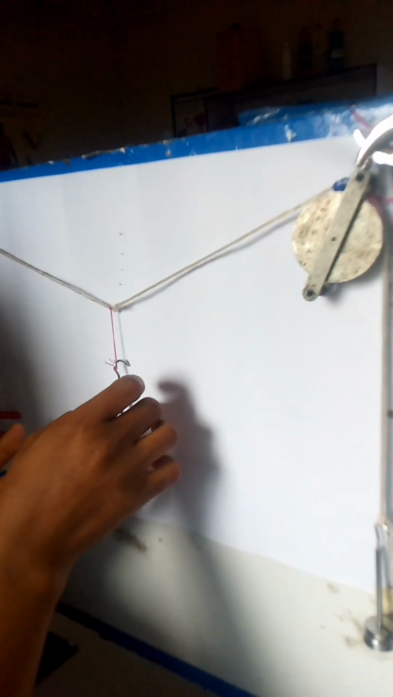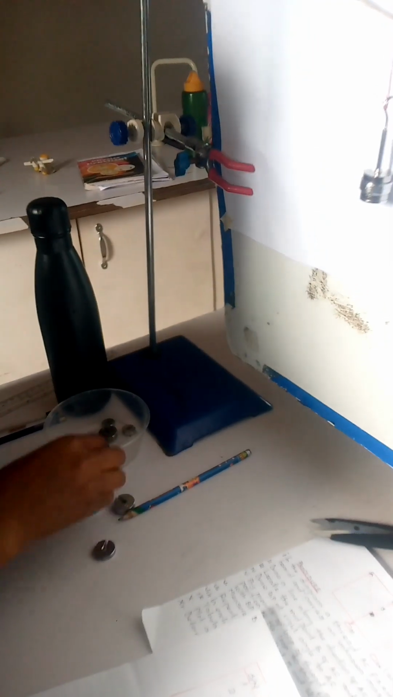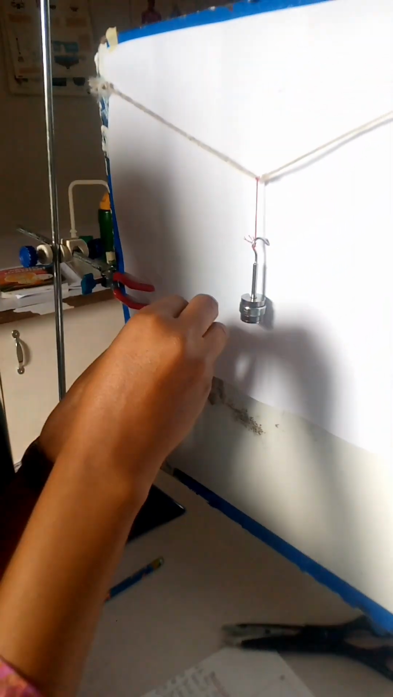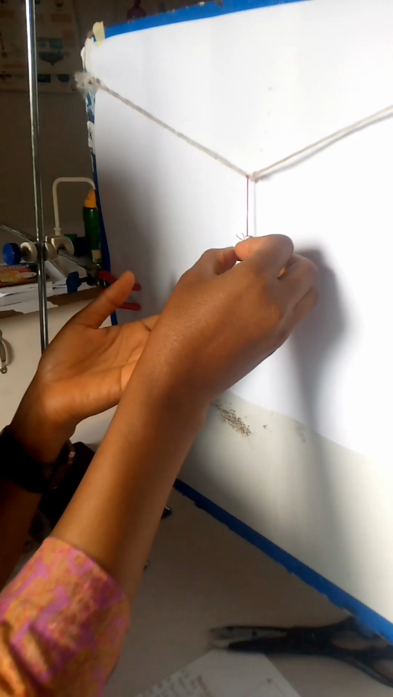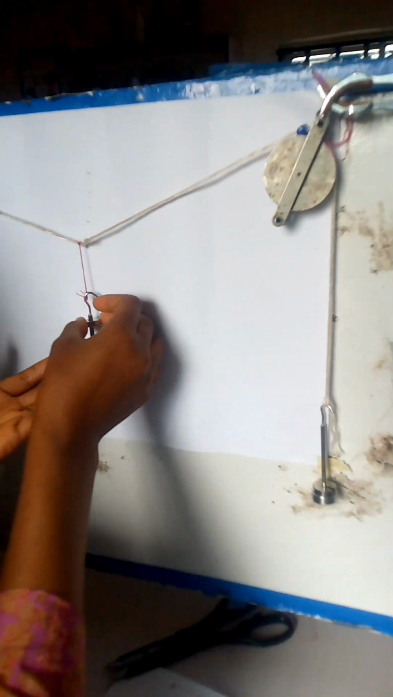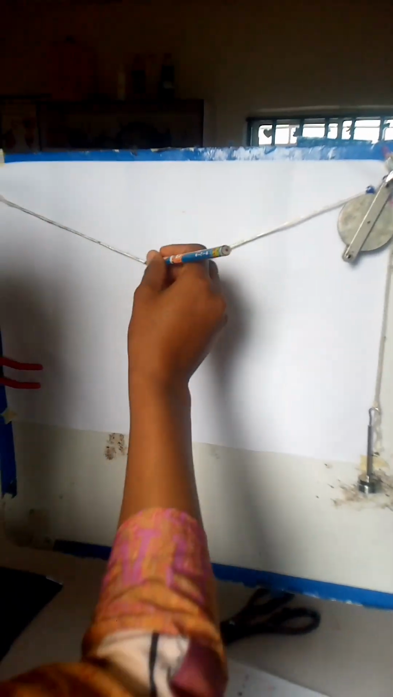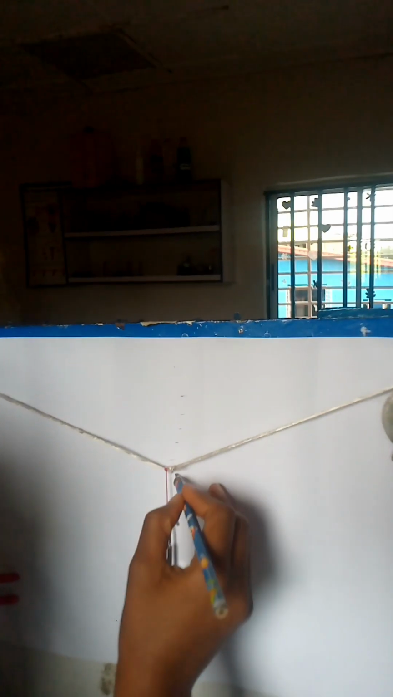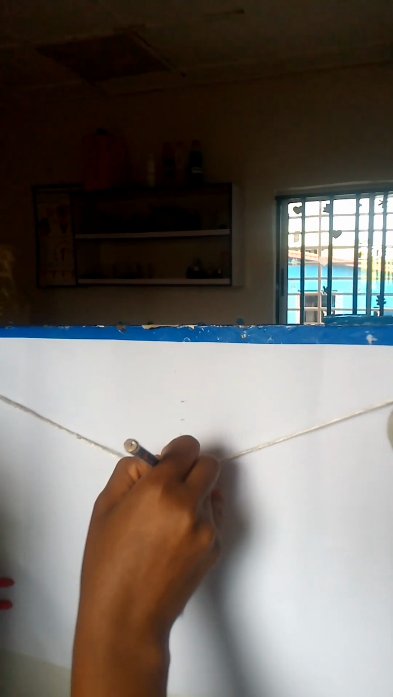And finally the 50-gram mass. For my 50, we add 10 grams to this 40, plus 10, I have 50. So I have a new depression for the 50. This is the new position for the depression for 50. Let's make the mark.